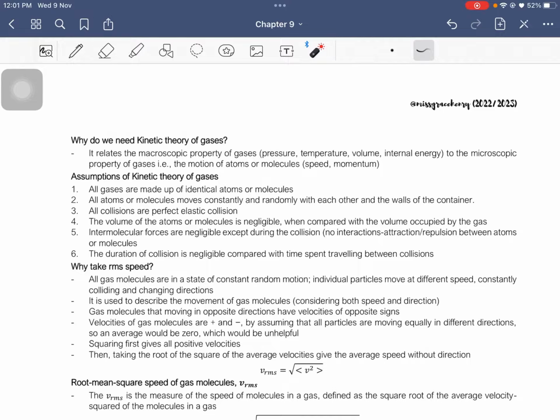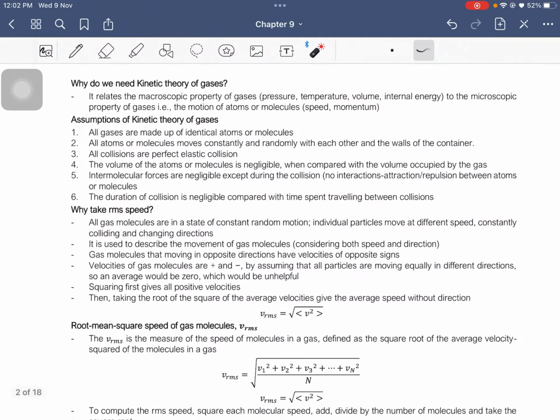So what are the assumptions of this kinetic theory of gases? There are 6 of them, and basically in the exam they expect you to remember the assumptions lah. Because sometimes the question would relate to these assumptions, and in UPS 7 and 8 as well. Okay, but these are the assumptions of the kinetic theory of gases. So basically the first assumption is all gases are made up of identical atoms or molecules. They are moving constantly and randomly, colliding with each other and the walls of the container.